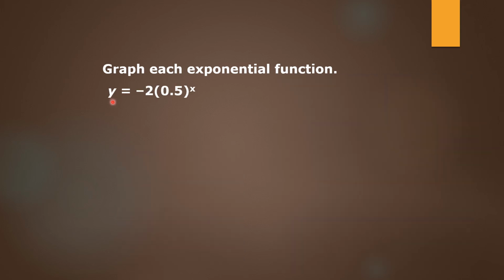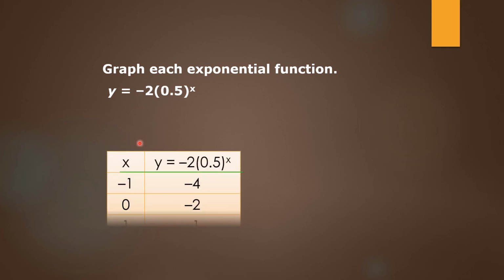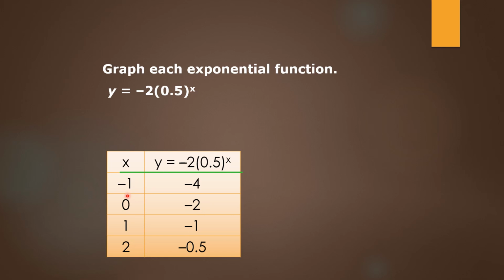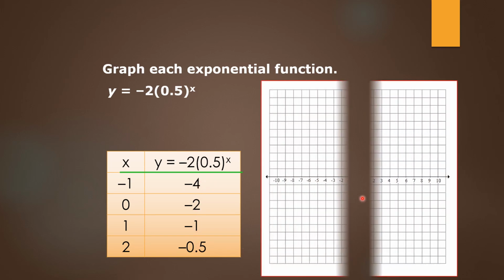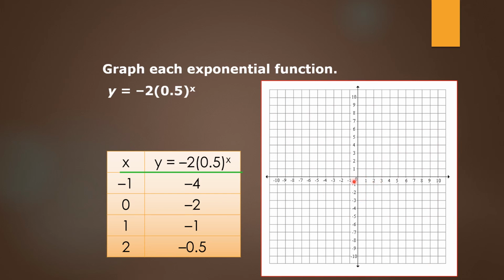Graph y equals -2 times 0.5 to the power of x. The changes here, we have b less than 1 and bigger than 0, and the coefficient is negative. We are going to make the table first, as we mentioned before. X here is -1, 0, 1, 2, and y will be -4, -2, -1, and -0.5. Then we are going to locate these points here in the right graph.